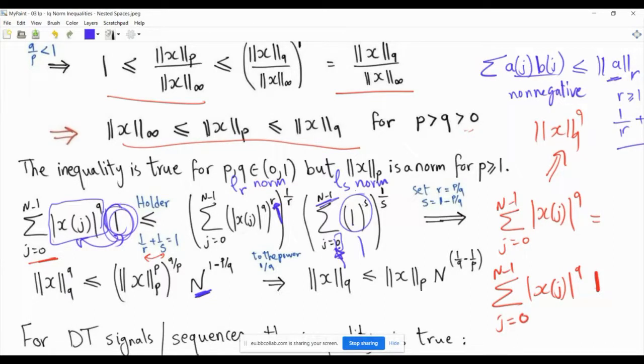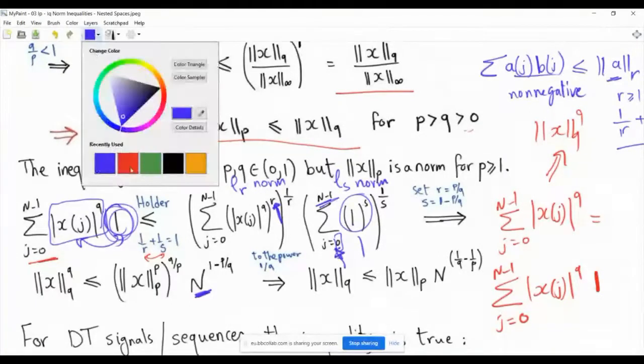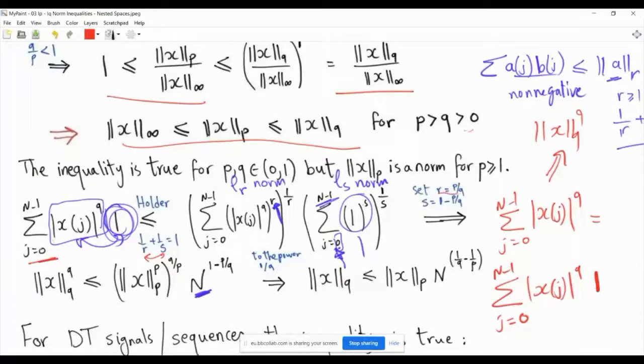And what we will do is make a strategic choice for R and S. So we will choose R to be P over Q. Remember that P over Q is greater than 1. In our proof, Q is less than P. So we will choose R to be equal to P over Q. And you can guess why we are doing this. Now, if you choose R to be P over Q, look here.